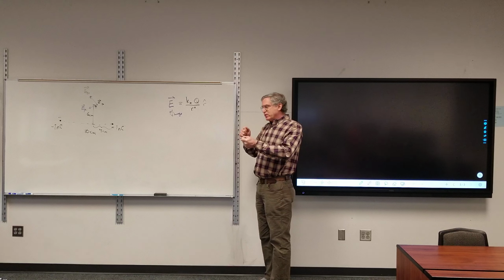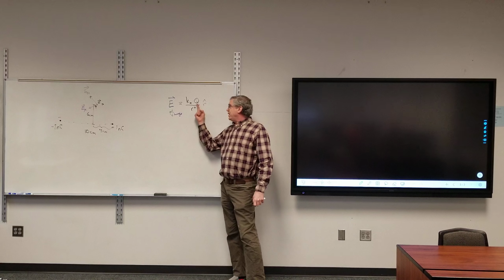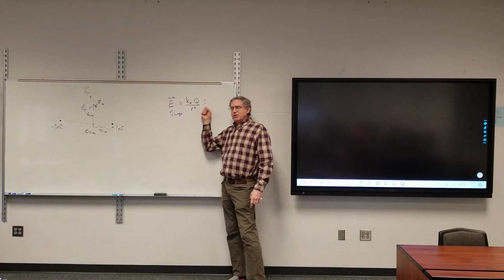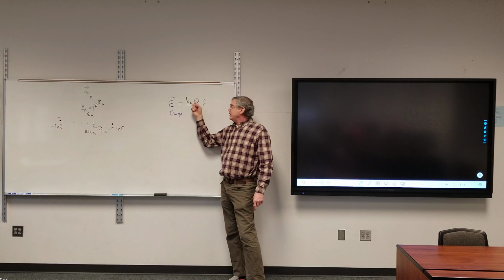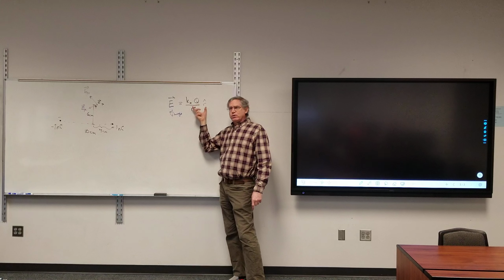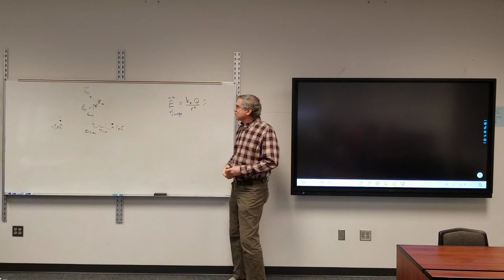away from positive towards negative comes from, because if Q is a positive number, then the electric field is in the positive R hat direction, which means away from the center. And if Q is negative, then the electric field will be in the negative R hat direction, which means towards the center.